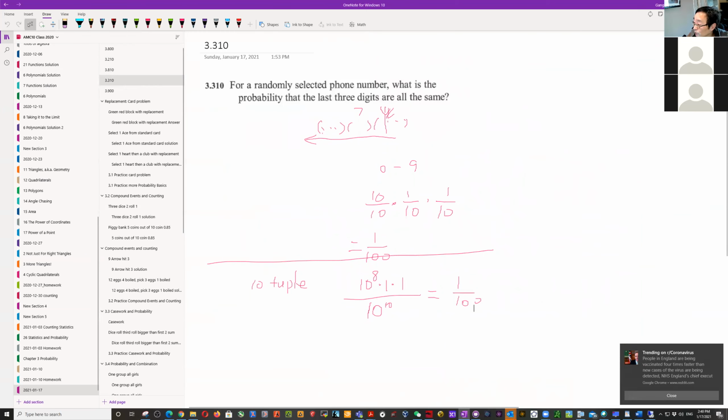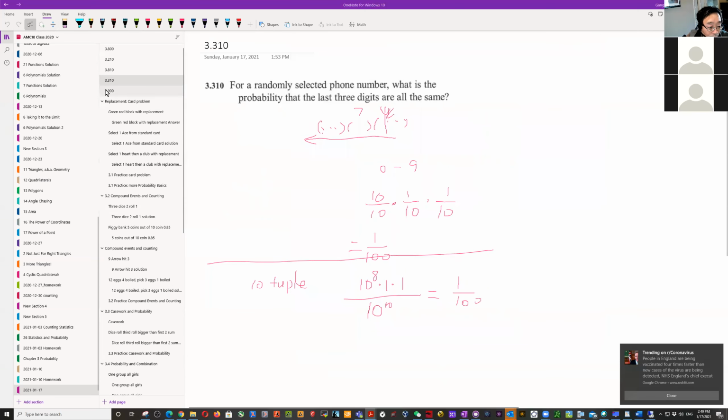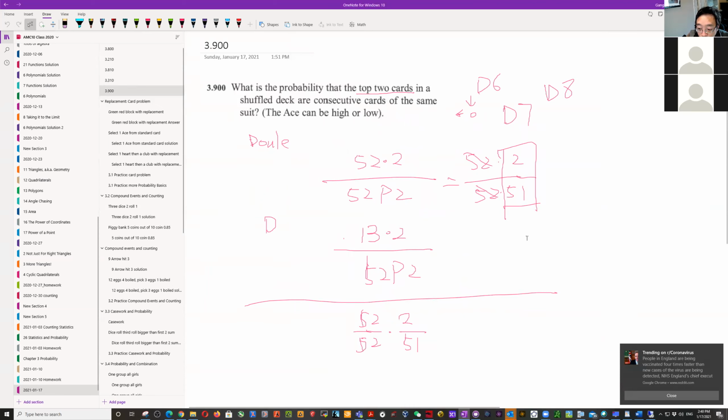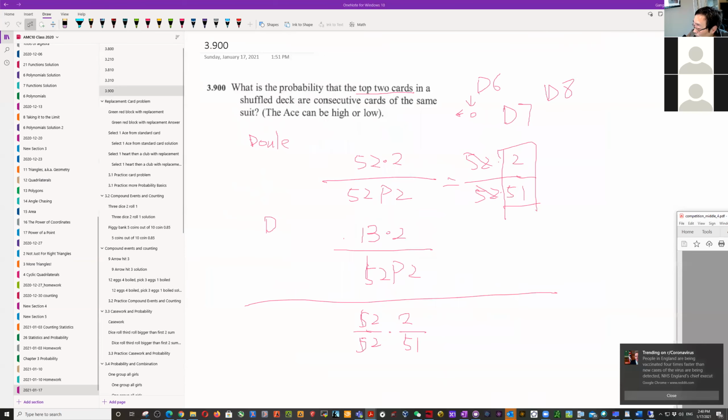And this one is also relatively straightforward. That's 331. Yeah, it's also 1 to 100. This one, let's see. What I get is actually 2 out of 51. So let me see, 390. Yeah, 2 out of 51. Oh, happily, I actually get it all right.